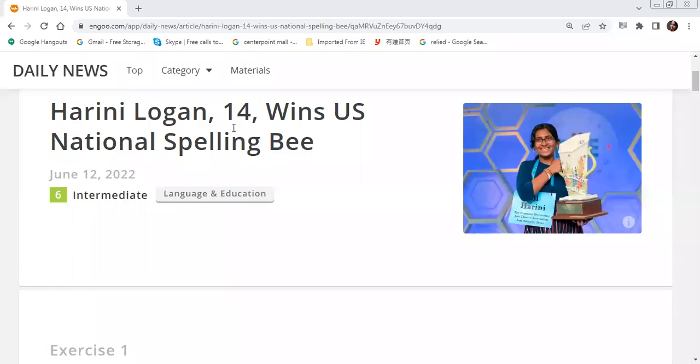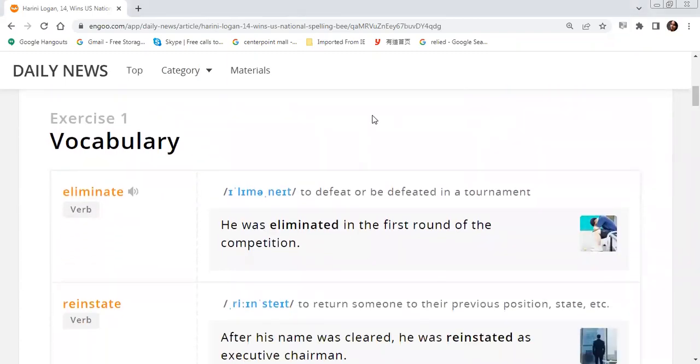Harini Logan, 14, wins U.S. National Spelling Bee. Today's vocabulary is based on the article Harini Logan, 14, wins U.S. National Spelling Bee. Our first word is eliminate.